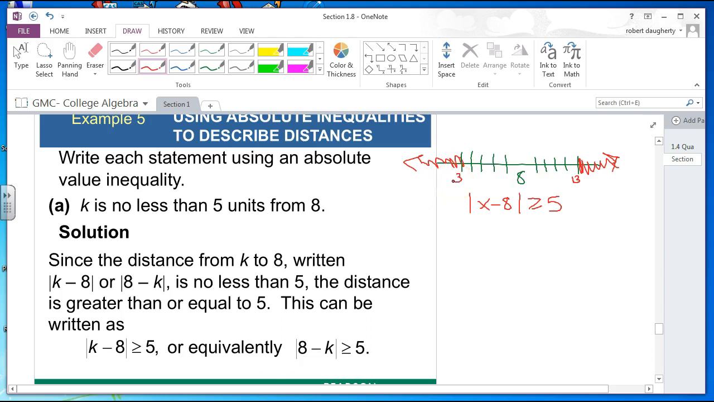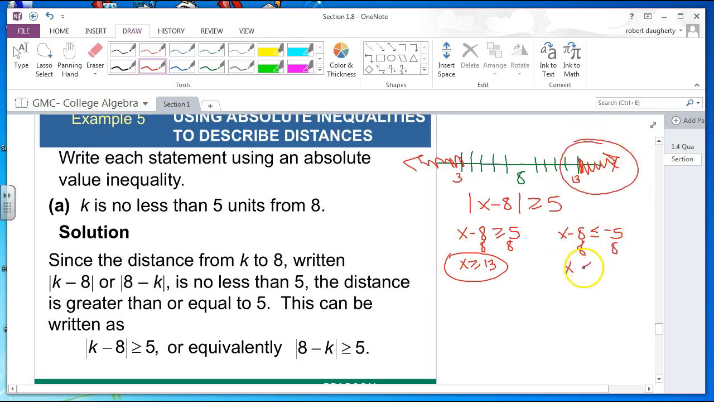Let's try to solve this. |x minus 8| greater than or equal to 5. x minus 8 greater than or equal to 5, or x minus 8 less than or equal to negative 5. Add 8 to both sides. x is greater than or equal to 13. That's what we see right up here. Add 8 to both sides. x is less than or equal to 3. That's what you see over here. So that solution is negative infinity to 3 and 13 to infinity.